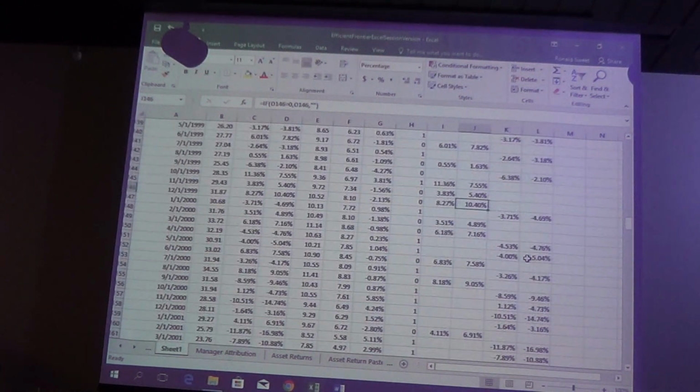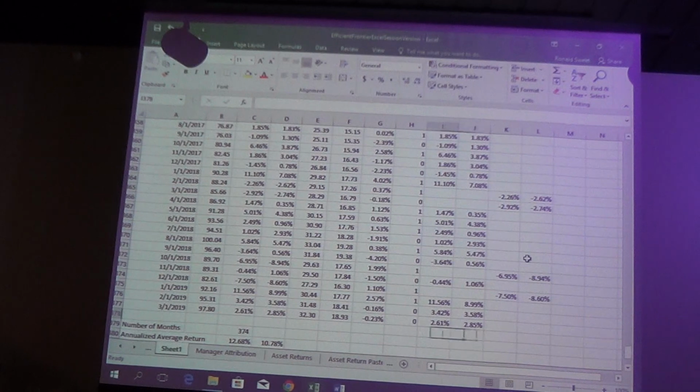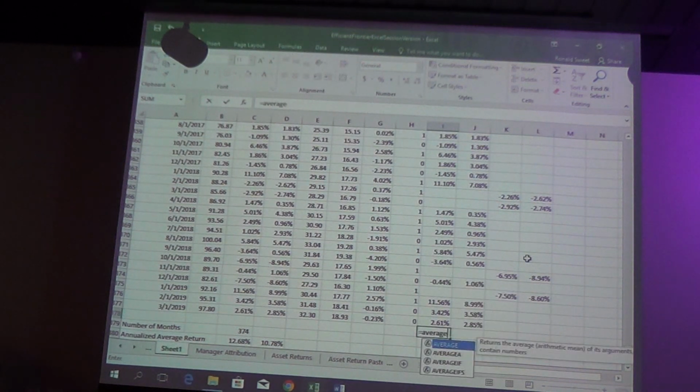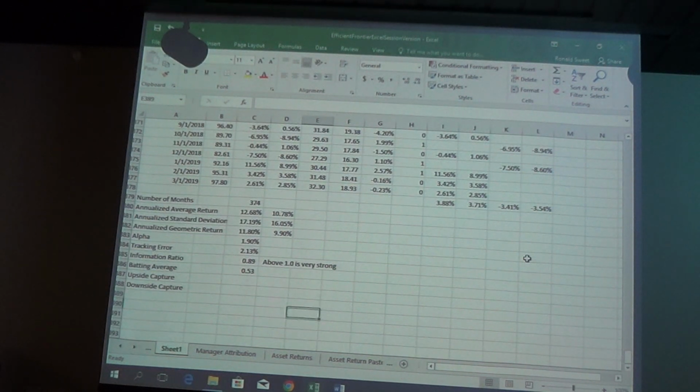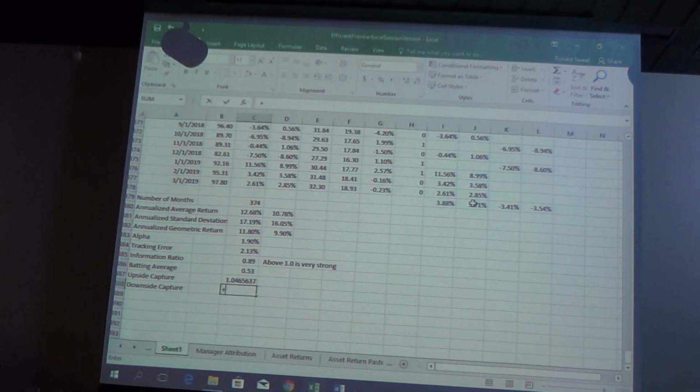All right, so you have all of those, and all you gotta do is go to the bottom and just do equal average. And copy that across. And so an up market capture is real simple. You just take their average in an up market divided by the market. The down market, you take their average in a down market divided by the down market.